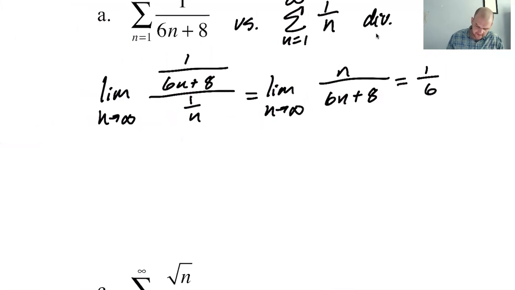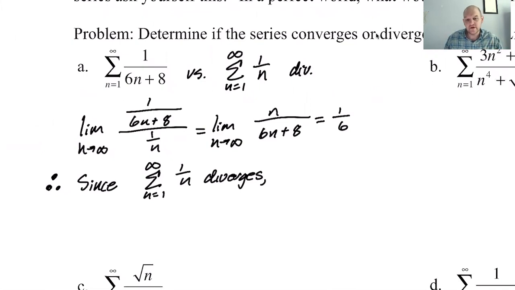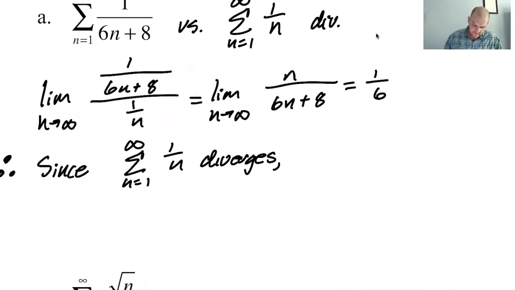So I'm going to say, since the sum from n equals 1 of 1 over n diverges. So maybe I should say therefore, because we did the limit, we got 1/6. Therefore, since this diverges, the given series also diverges, which is just fantastic.